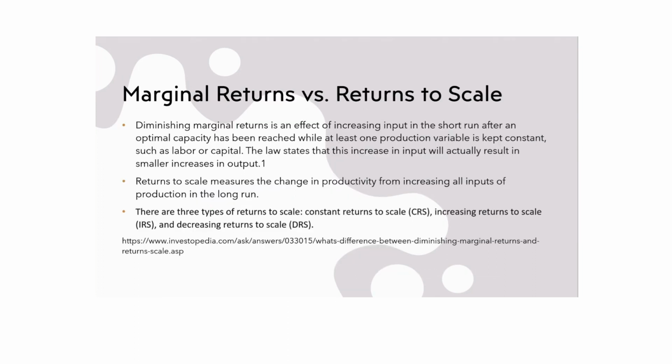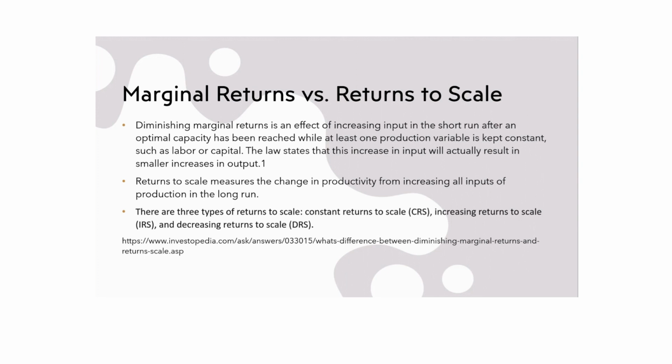Now, the law of diminishing marginal returns is different from returns to scale. Returns to scale is different because we're talking about the long run. Marginal returns, the LDMR, happens in the short run. Returns to scale measures the change in productivity from increasing all inputs of production in the long run. And there are 3 types of returns to scale: constant, increasing, and decreasing returns to scale.